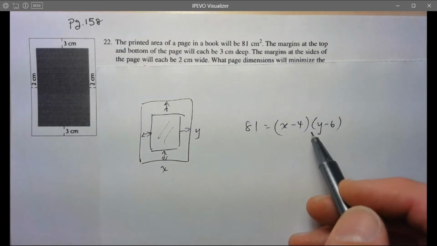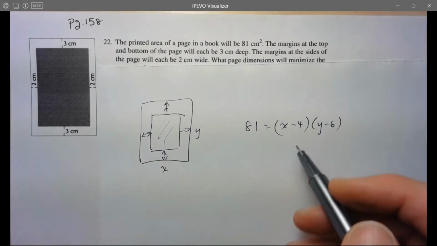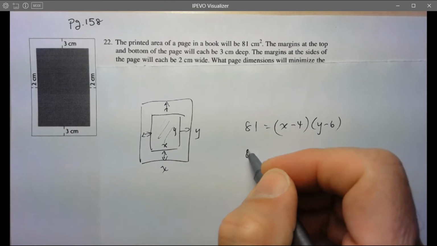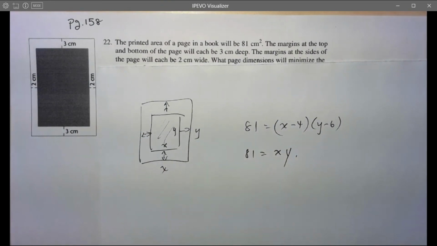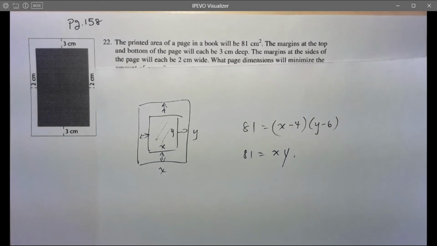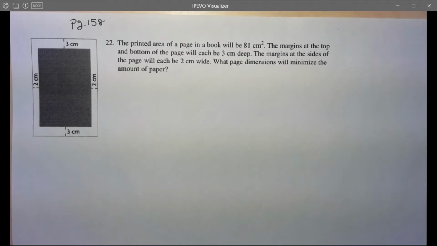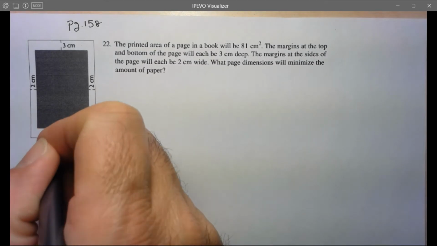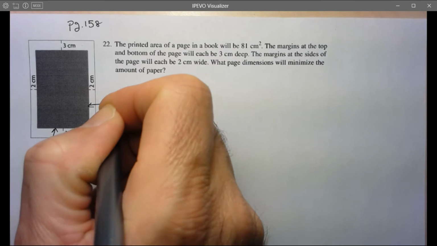It's certainly doable. I can isolate Y in terms of X or the other way around, but it's going to be more complicated. Whereas if I call this X and this Y, 81 equals X times Y, much easier to simplify. Okay, so sometimes what might be the more obvious thing to do isn't necessarily the best thing to do. Had you solved it the other way, no problem, but I think here I'm going to call this length here X and that length there Y.